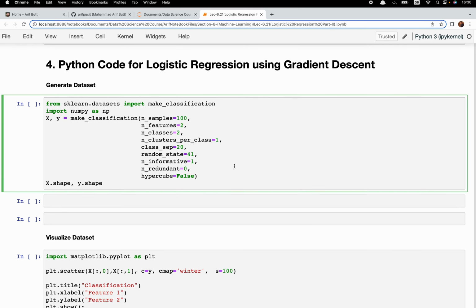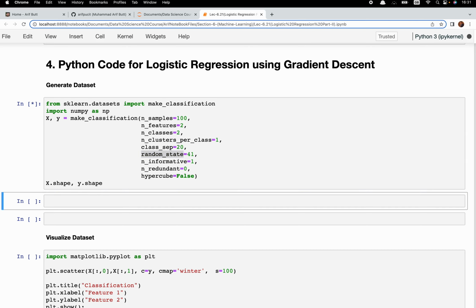This code cell is generating a synthetic random dataset using the make_classification method of the datasets module of Scikit-Learn. n_samples equal to 100 means we want 100 observations or data points. n_features equal to 2 means we want 2 input features per sample. n_classes equal to 2 means we want all points to belong to either class 1 or class 0. And all the parameters are exactly the same as those we used to generate the dataset in our previous lecture. Even this random state, which is 41, I've kept the same for reproducibility.